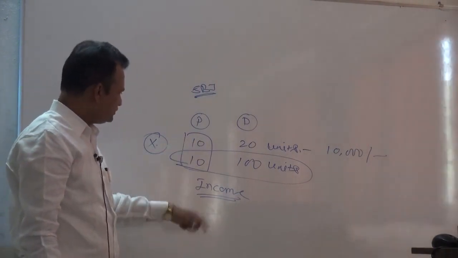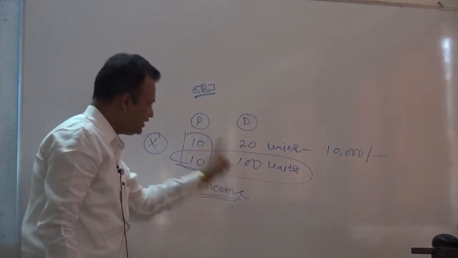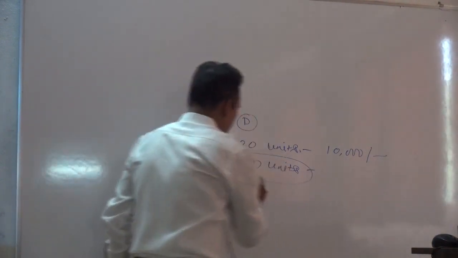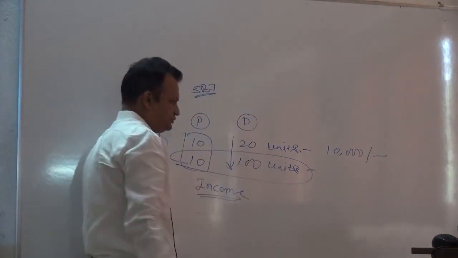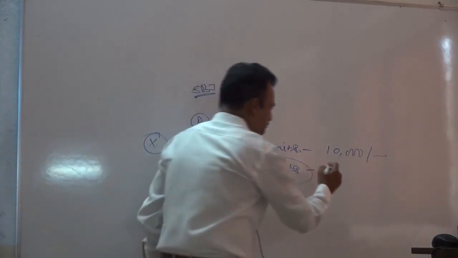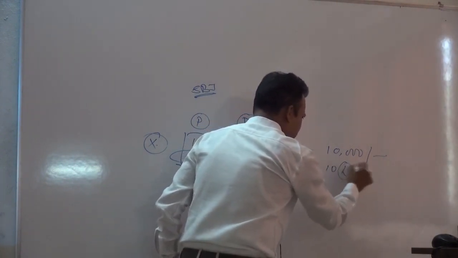Okay, in the next month the price of commodity X is 10. Right now I am buying near about 100 units. But why am I buying much more quantities in the next month? Because my income has changed here. Right now I am having 10 lakh rupees income per month.